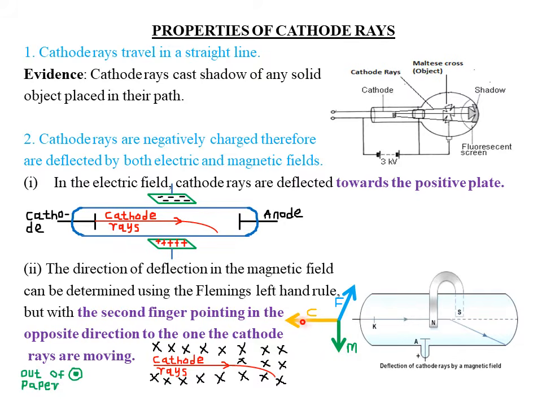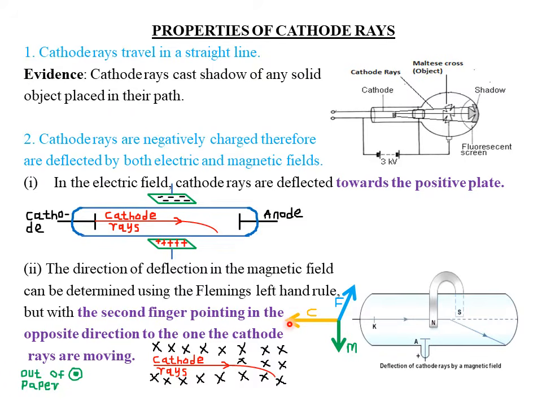That is why we let the second finger point in a direction opposite to the direction of the cathode rays, because electrons move in a direction opposite to the direction of the current. Remember, the second finger will always point in the direction of the current. So if the electrons are moving towards the right, then the current must be moving towards the left. That is just by convention.